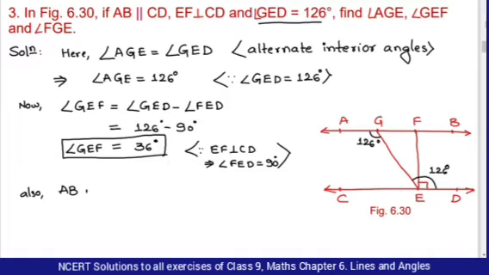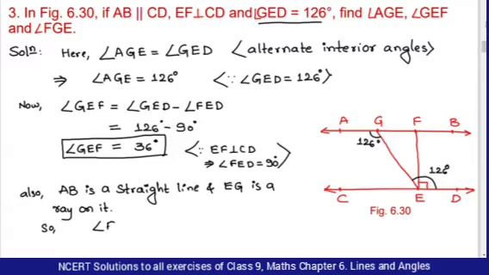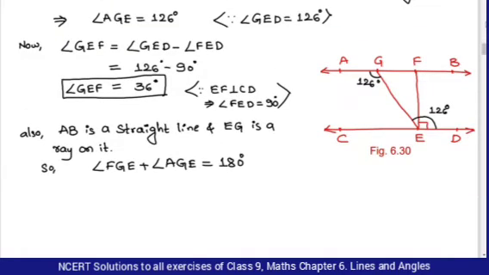Also, AB is a straight line and EG is a ray on it. So, angle FGE plus angle AGE is equal to 180 degrees. This implies angle FGE is equal to 180 minus angle AGE.